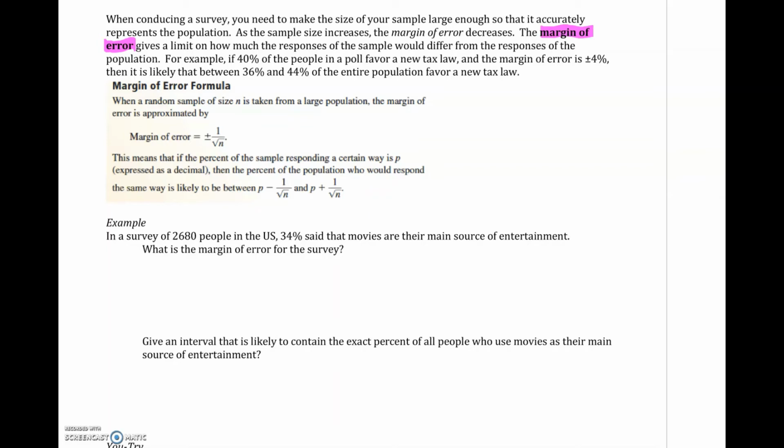It's just the margin of error is plus or minus 1 over the square root of n, where n is the sample size. Okay? So when you get a margin of error, let's say, if we look back up here, for example, 40% of the people in a poll favor a new tax law, and the margin of error is plus or minus 4%, that means we actually have a range between 36 to 44%. That would be the range of people who are likely to favor that.